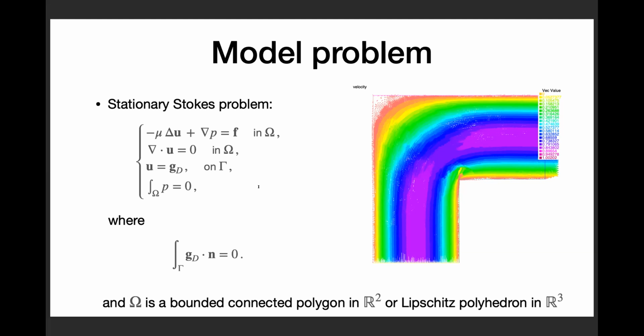That is assumed to satisfy this compatibility condition, that is necessary to ensure the existence of a solution, where n is the outward normal to the domain. And finally, we impose a zero mean condition on the pressure in order to have uniqueness. For simplicity, we are going to assume that Omega is a bounded connected polygon in R^2 or a polyhedron in R^3. So it's well known that when the volume forces are square integrable and the prescribed velocity is in H1, this problem has a unique solution with a velocity in H1 and a pressure in L2.